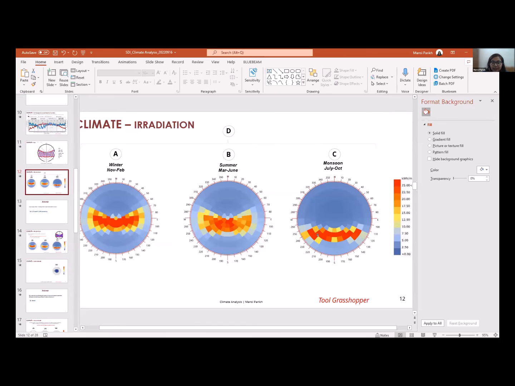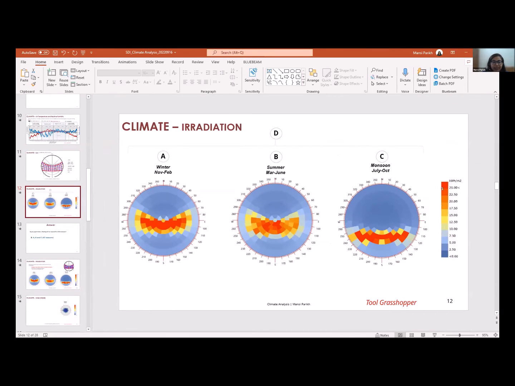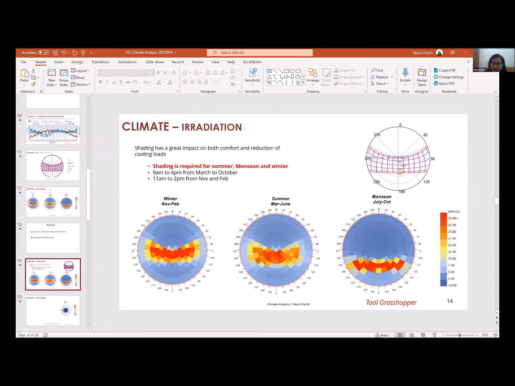So the first thing you check is the high intensity radiation. More than 15 is generally considered high. So you want to shade those particular irradiation areas, and then you overlay the sun path on top of this, and you can see which hours you want to shade from. When you overlay a sun path over this particular monsoon months, you'll be able to see that shading would be required for 11 to 2 p.m. It would start somewhere around here, and then 2 p.m. would come somewhere around here. So I think that's the way we'll be able to check.